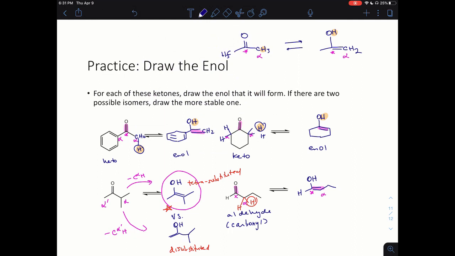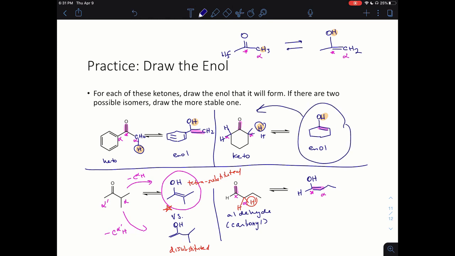All right, very good. So make sure that you can draw enols of ketones and that you could do the reverse, that given an enol, you could draw the ketone it came from.